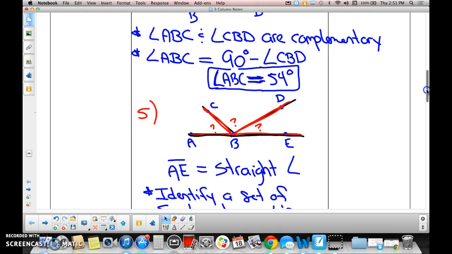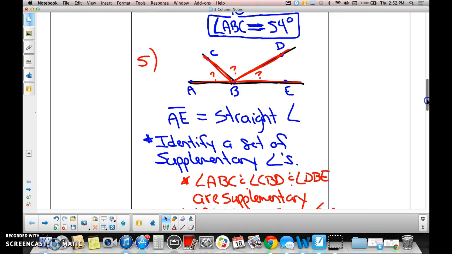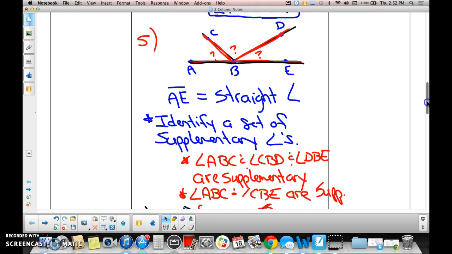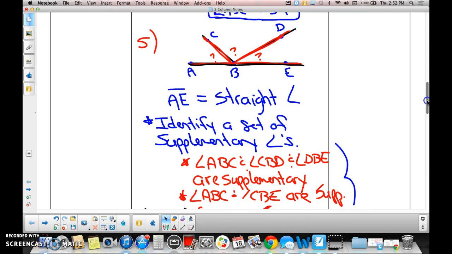If A and E here for number 5 is a straight angle, is it true that either 2 or 3 of those could be added up together to get to a supplementary or a set of supplementaries? Yes or no? Yes. So on number 5, we gave a couple of examples. Are these the only 2 examples that work? No. There is also a couple more ways you could get supplementary angles. As long as you have 2 or more angles that add to 180, you're good to go.